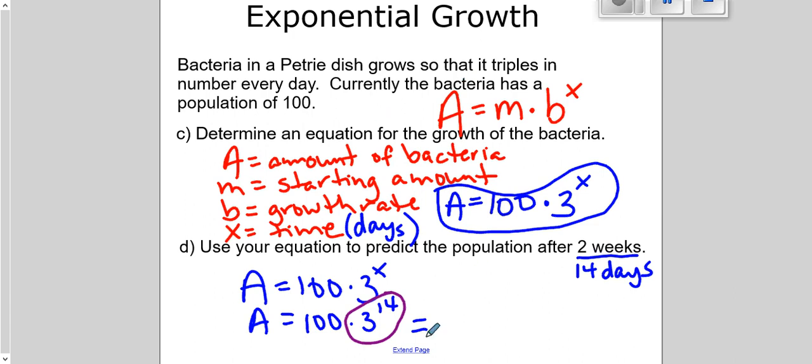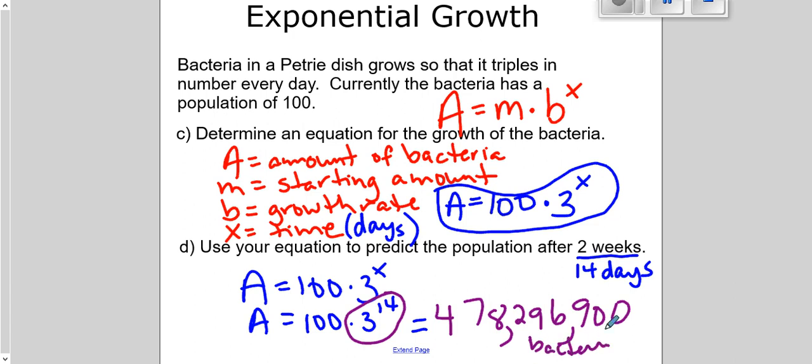And when I do, I get 4, 7, 8, 2, 9, 6, 9, 0, 0. So let me just put in some commas here to help me. So I get 478,296,900 bacteria. Holy smokes, that's a lot of bacteria after 2 weeks.